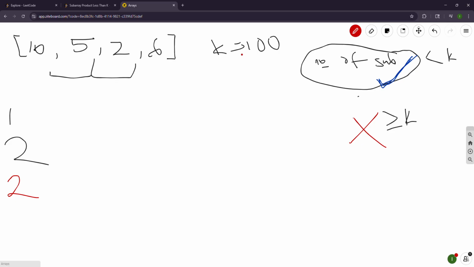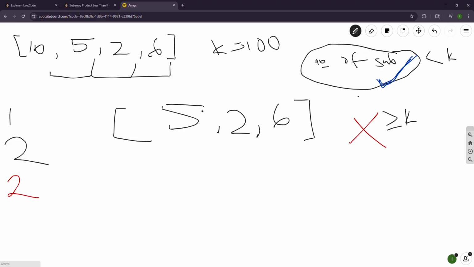So we add the 6 this time. Now when we add the 6, we are going to get 5 times 2 times 6, which is equal to 60. So 60, when we look at 60, this is another subarray: 5, 2, 6. How many subarrays can we form from this subarray? We can only take 5, 2, 6. This is one valid subarray.